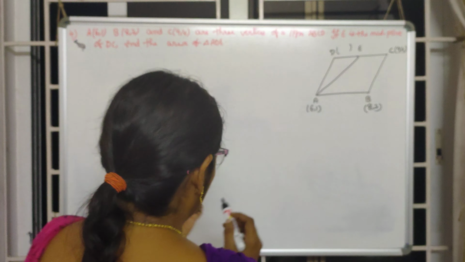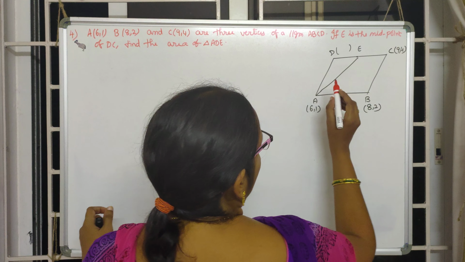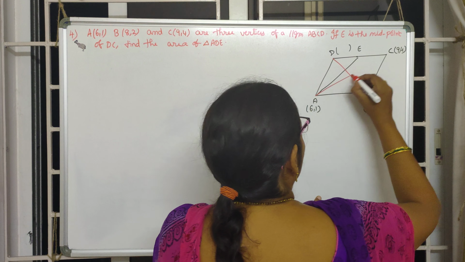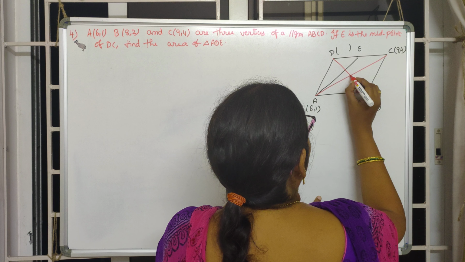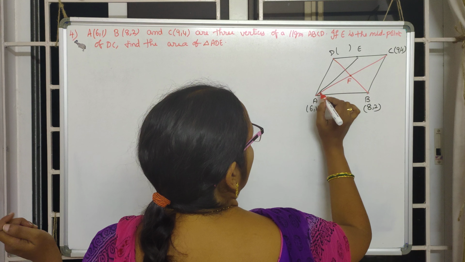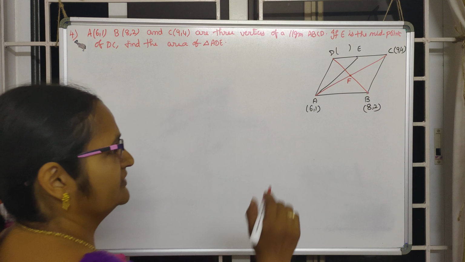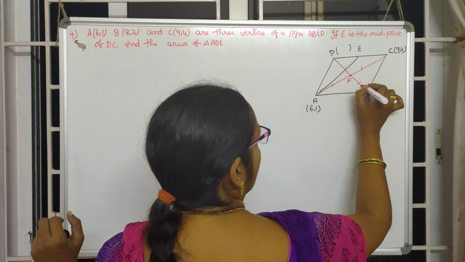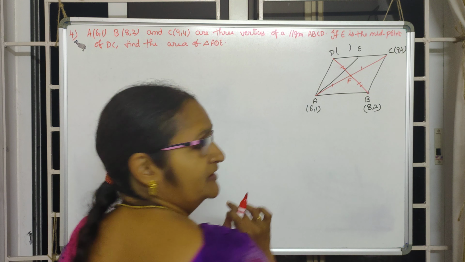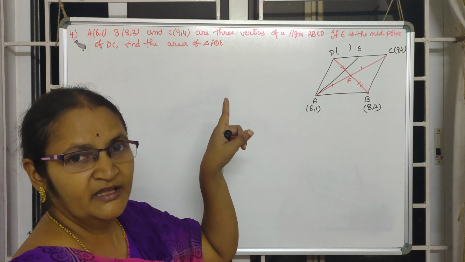Now please look here. In a parallelogram, diagonals bisect each other. BD is one diagonal and AC is the other diagonal. Both the diagonals meet at the point F, you imagine. In a parallelogram, diagonals bisect each other, meaning this part and this part are equal. So this point is the midpoint of AC, and the same point is also the midpoint of BD.